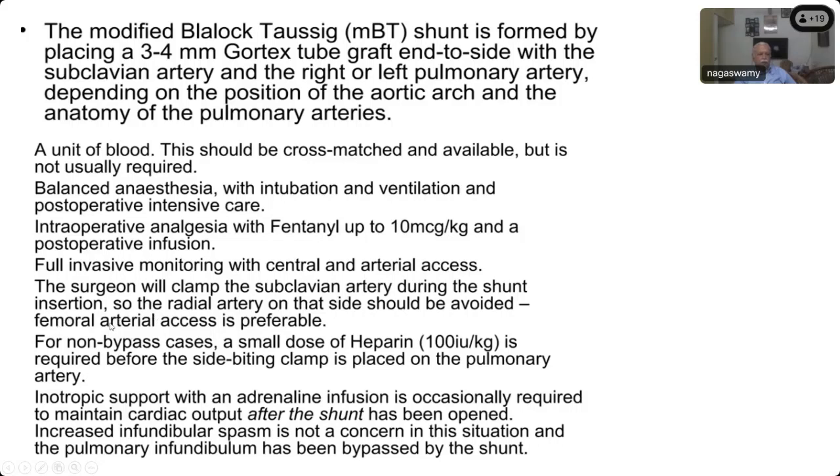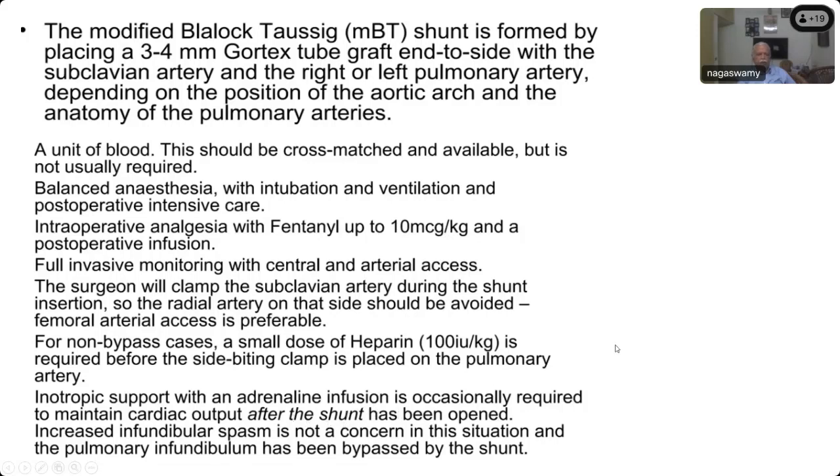Usually they go for femoral arterial access, so that even if they suddenly choose the right side, you will not be caught unaware. So it is better to go for a femoral arterial line. And it's a non-bypass case. A small dose of heparin will be given before the side clamps are put. And inotropic support with adrenaline may be required after the shunt has been opened.